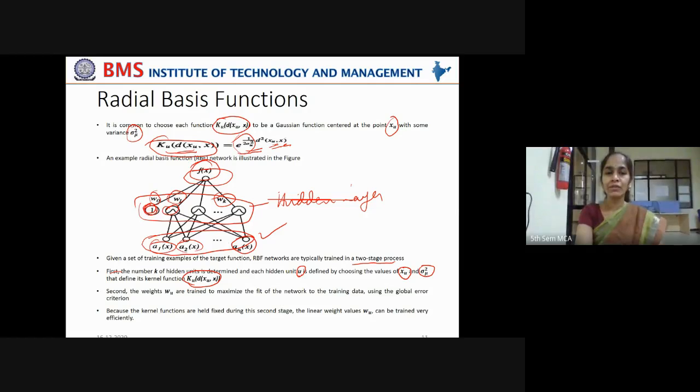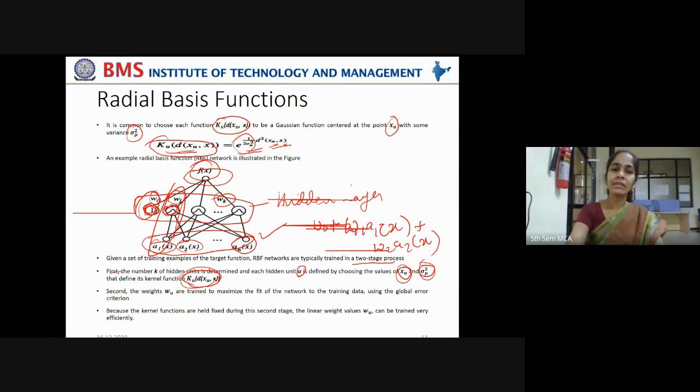These are units, first unit, second unit, third unit in the hidden layer. Now each of those units is defined by using this x_u and sigma_u square and using the kernel function K. So that will form a linear equation like w0, that is this term, plus w1 a1(x), that is the combination of this term, plus w2 a2(x), that will form the next term, and so on.